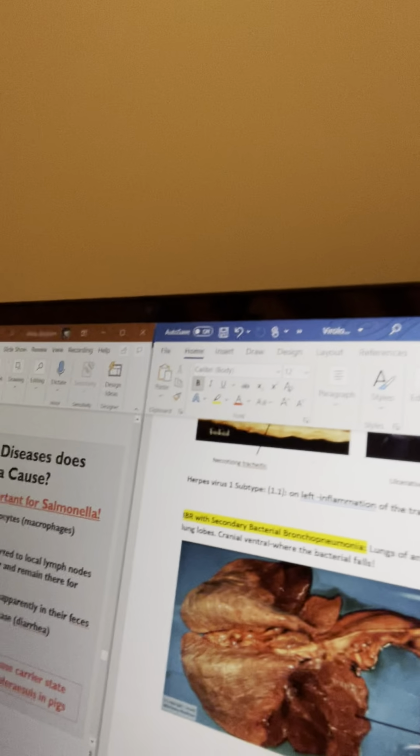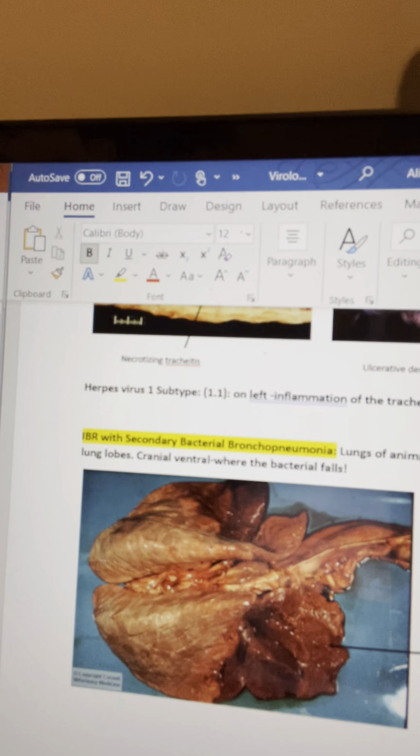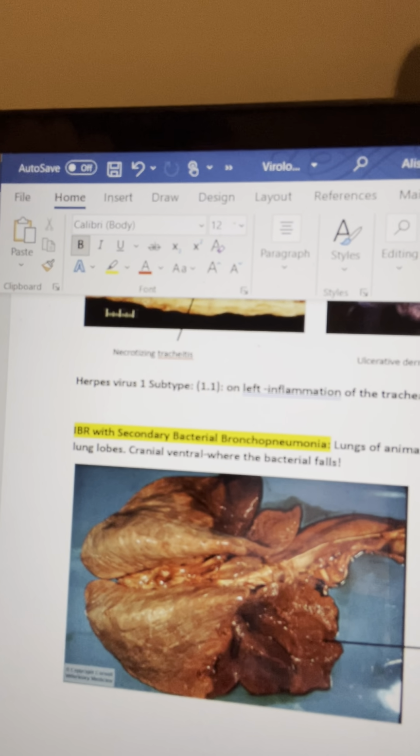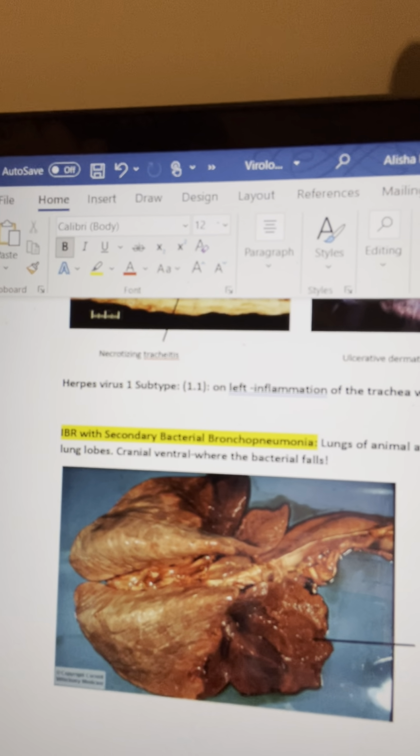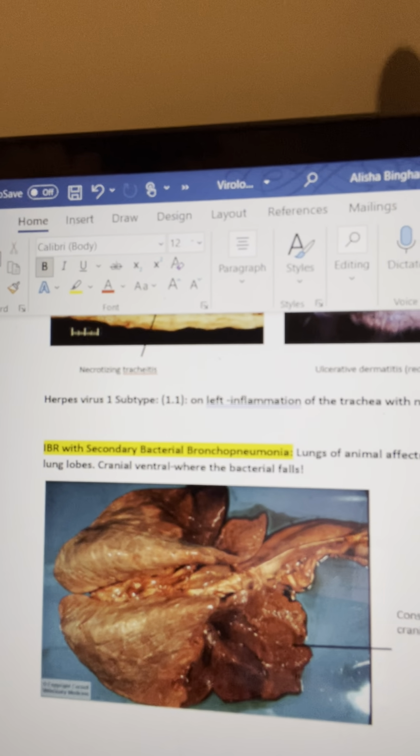So IBR, this is the secondary bacterial bronchopneumonia, which can happen also. This is the lungs of an animal infected with IBR, so firm lung lobes, it's cranioventral where the bacteria fall. So we have consolidated cranial lobes in this picture. And this was the secondary infection I was talking about because of the inflammation of the trachea.